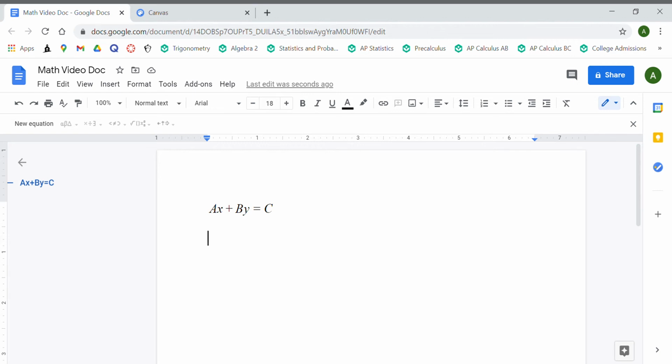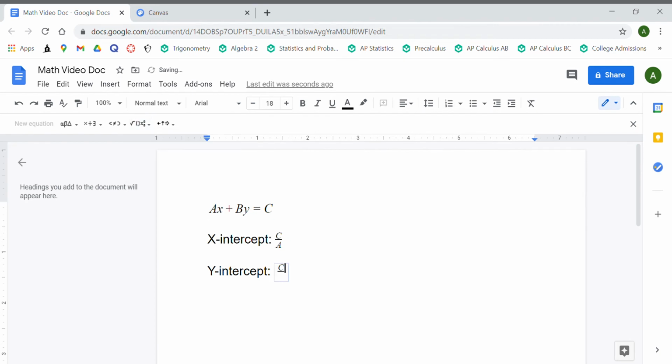Alright, so the x-intercept is where y equals 0. It's the x value for where y equals 0. And it would be best represented by c divided by a. The y-intercept has a similar formula. This time, it's c over b. And that would be the point where the graph crosses the y-axis.